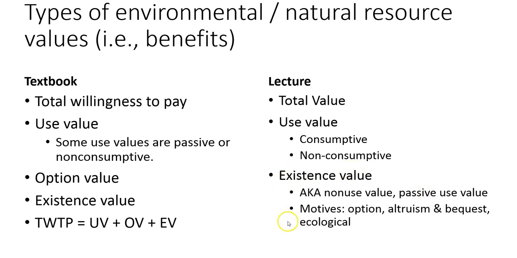Okay, but we do need to talk about different motives for existence value, and those include option, which is the same option. This option motive leads to the same option value as in the textbook's framework. There's altruistic and bequest motives and ecological motives. And then the total value is the sum of the existence and the use values.